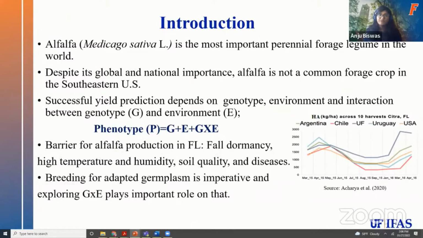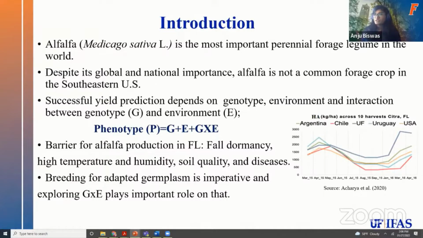And we have some barriers for alfalfa production here in Florida. What are those? Fall dormancy. What is fall dormancy? It's the growth in fall, how much the alfalfa is growing in fall. So the higher the growth level, the less dormant, or more non-dormant, the group is.